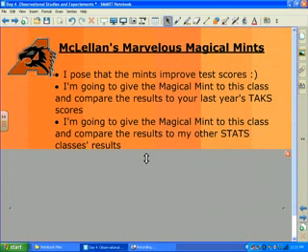Let's see how else could I organize this. Okay, so I'm going to give the magical mint to all of you guys in here, and then you're going to take the chapter test or the unit test, and then I'm going to compare your results to all my other stats classes' results. What do you think about that? Okay? Okay, we're getting better, aren't we? Okay? All right, good. So that looks pretty good.